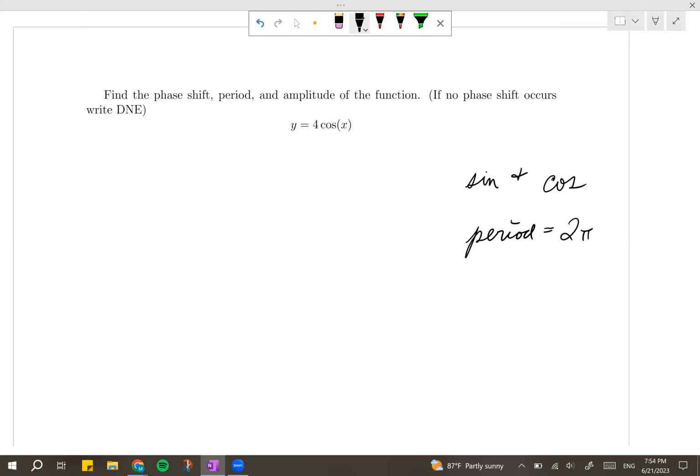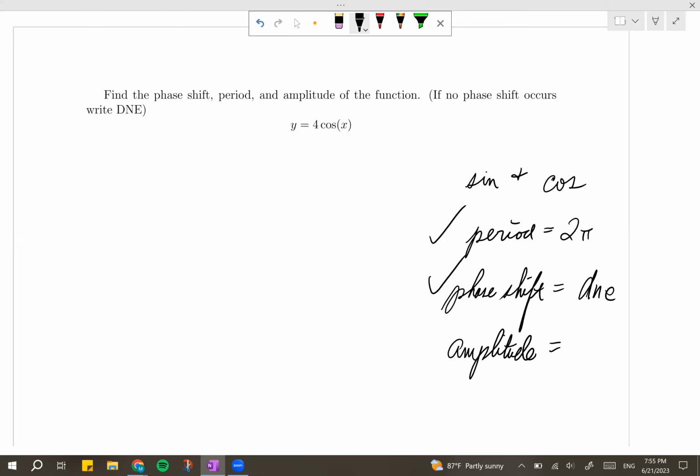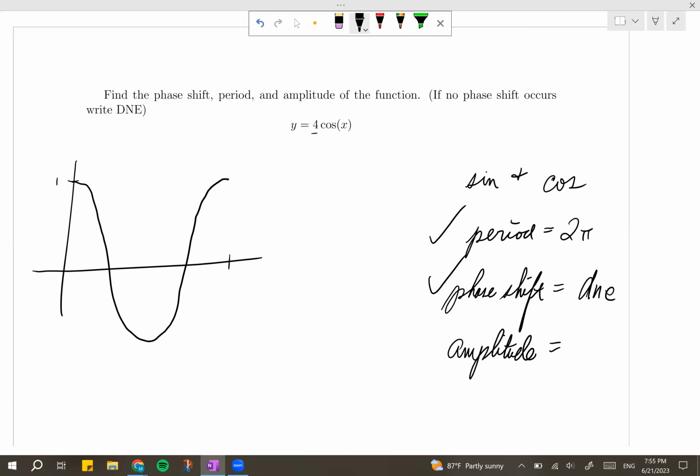So our period is still 2 pi. Our phase shift is zero. And then our amplitude, this 4 right here. So normally my cosine function would look something like this. At 1, it goes down to -1 and then comes back up to 1 and 2. It's at 2 pi.